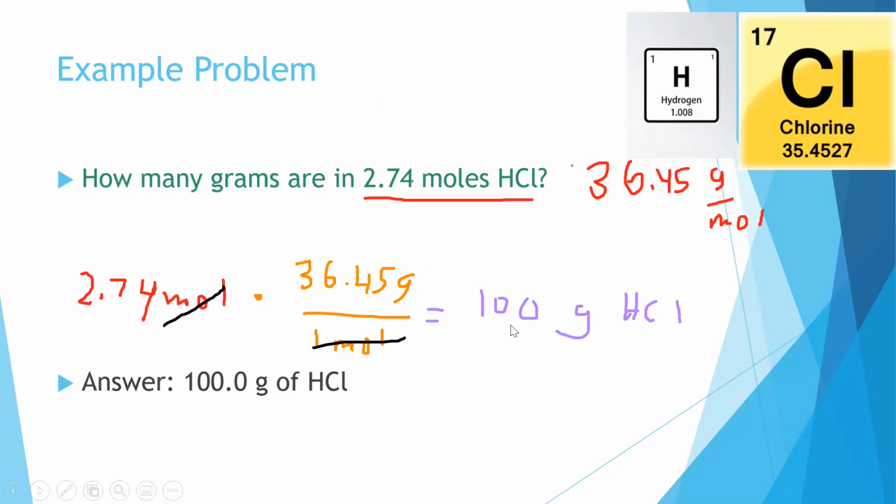So if you remember clearly, in the beginning, we had this problem in reverse. I asked, there was 100 grams of HCl, how many moles are there? And we answered 2.74. In this question, I said there's 2.74 moles of HCl. So we should technically get back our original answer of 100 grams. So that was basically the same problem in reverse.